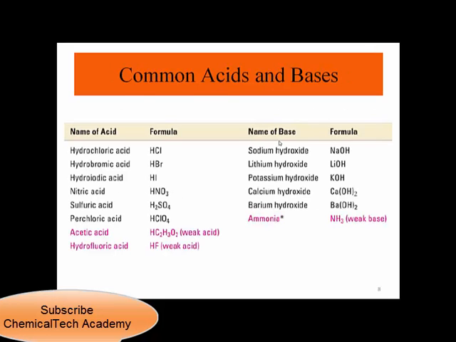Let's look at some common acids and bases. On the left hand side we have the name of the acid and the formula, and on the right hand side we have the names of some bases and their formulas. We have hydrochloric acid, HCl, hydrobromic acid, HBr, hydroiodic acid, HI, nitric acid, HNO3, sulfuric acid, H2SO4, perchloric acid, HClO4, acetic acid, HC2H3O2, which is a weak acid, and hydrofluoric acid, HF, which is also a weak acid.